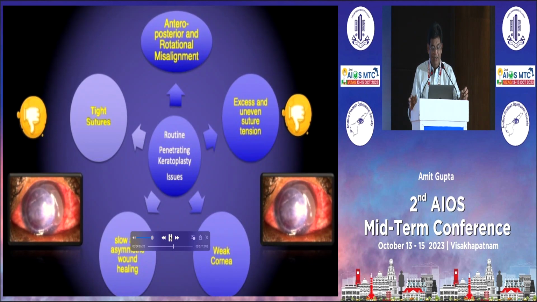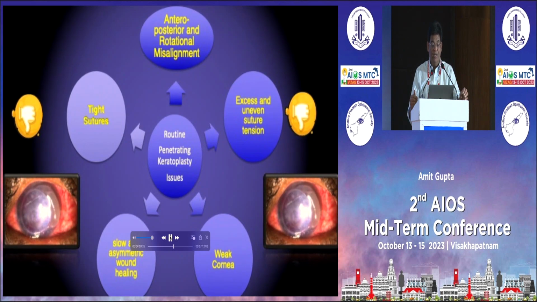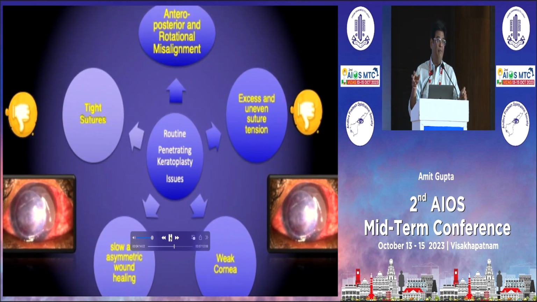So we see, there are certain issues with penetrating keratoplasty where FLAK overscores, because there's an anterior-posterior and a rotational misalignment of the tissue.